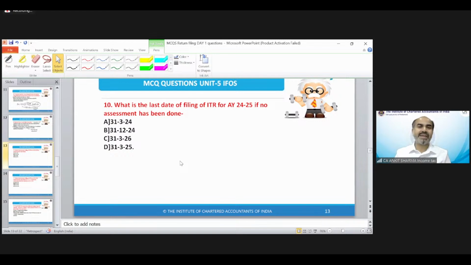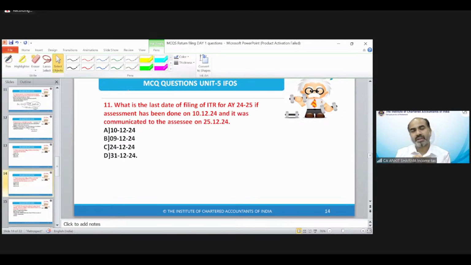What is the last date of filing of ITR for assessment year 24-25 if no assessment has been done? Very simple question. We just discussed it in question number 9 also. Of course, the correct answer is B, 31st December 2024.